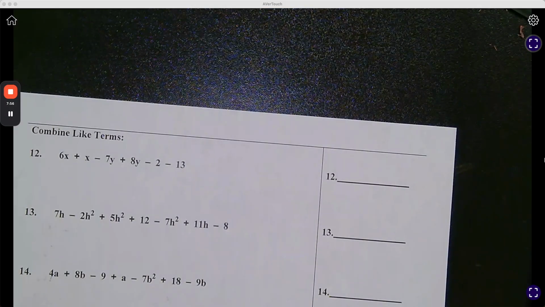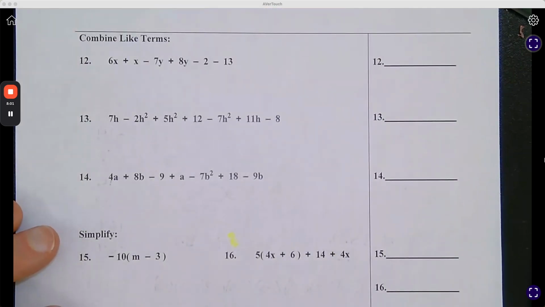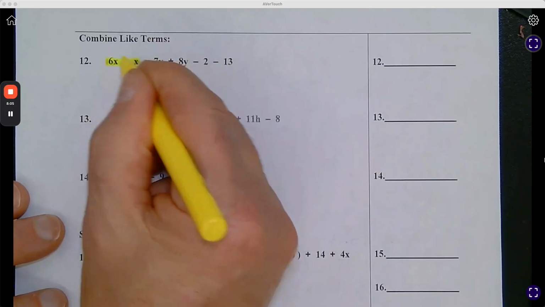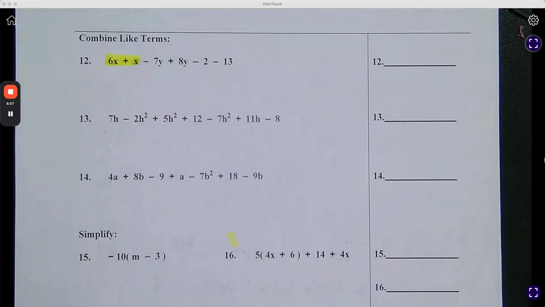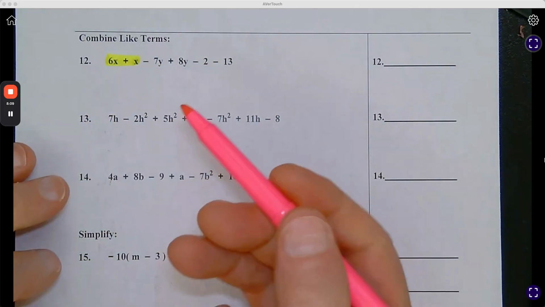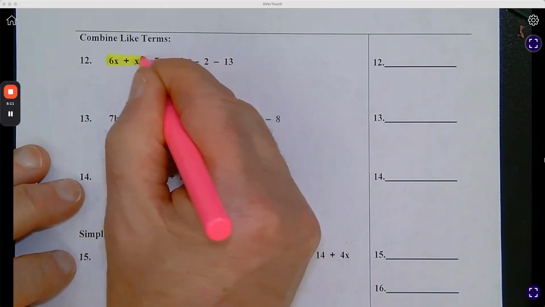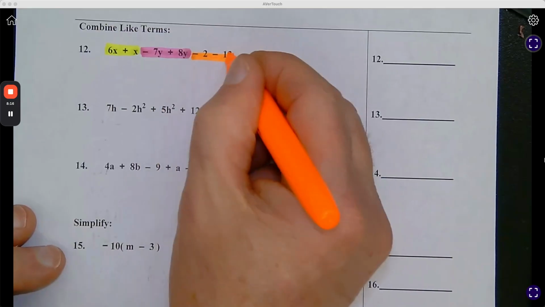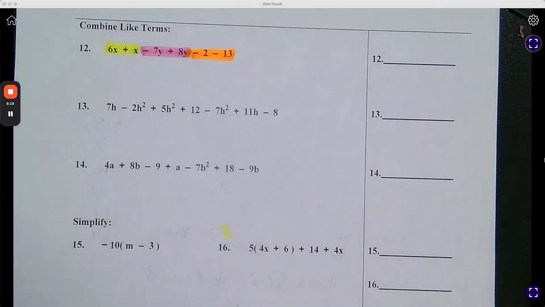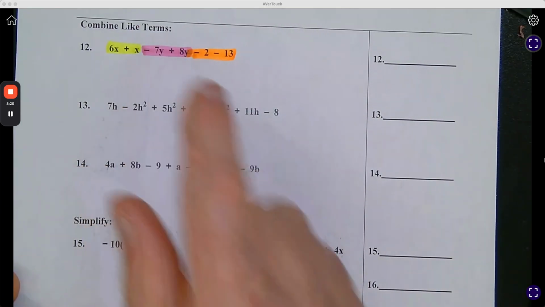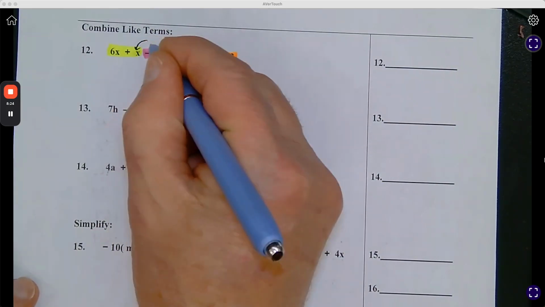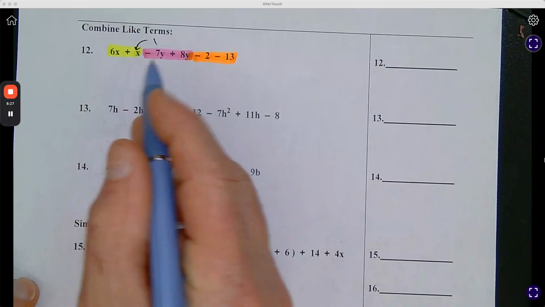Oh, combining like terms, one of my favorite things. This is such an important concept. It's in every math class you ever take. Look for categories. So in that category is X, right? This category is Y. And then this category is constants. Notice how I always take the operation in front. Notice there's no number there. That means it's a 1. So 6 plus 1, that's 7.